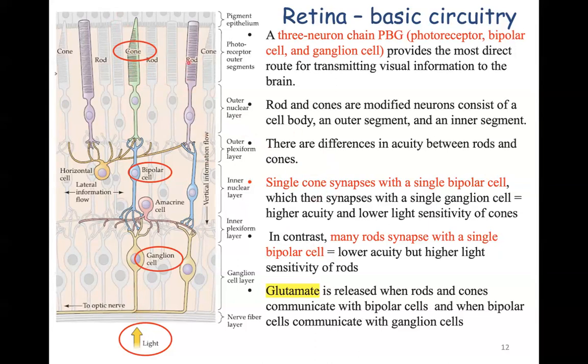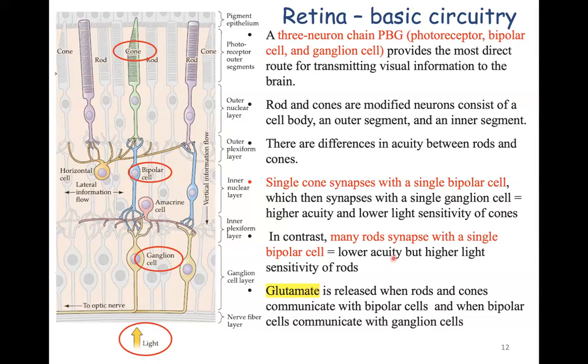On the other hand, many rods synapse with a single bipolar cell. So this one synapses with, let's say, here. Let's say this one was also synapsing to this bipolar cell. That means that if light hits this rod, it would be transmitted. If light hits this rod, it would also be transmitted. This means that the light sensitivity of rods is greater. But on the other hand, it's less focused, less selective. So therefore, visual acuity is lower in the rods.